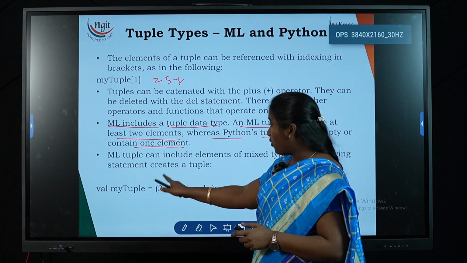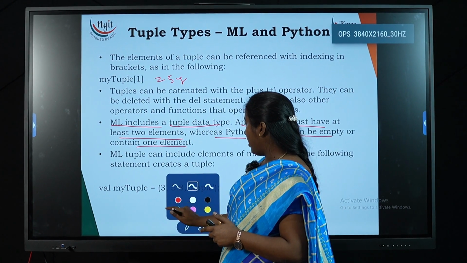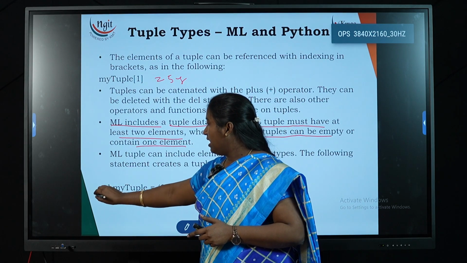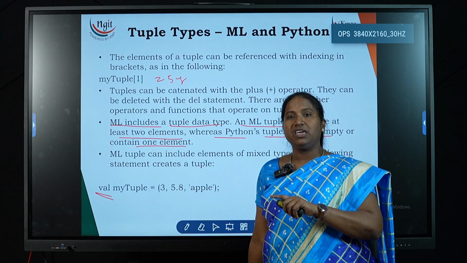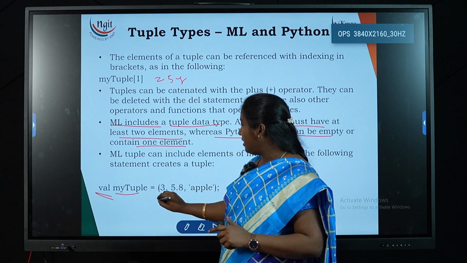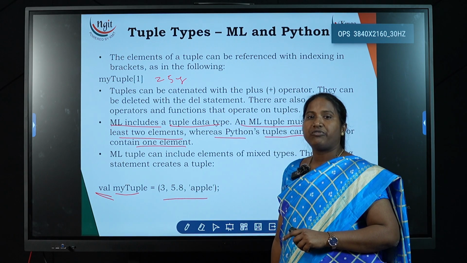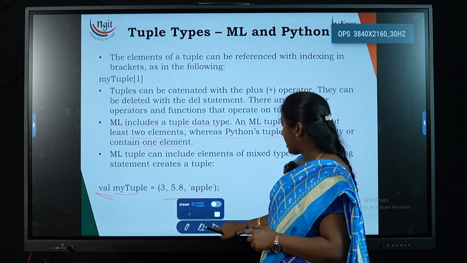So let's see how ML can initialize tuples. Now the syntax of ML is what? We use val. Val is a keyword to define tuples in the ML programming language. Then the same syntax, myTuple, and here you will find the list of items in myTuple.